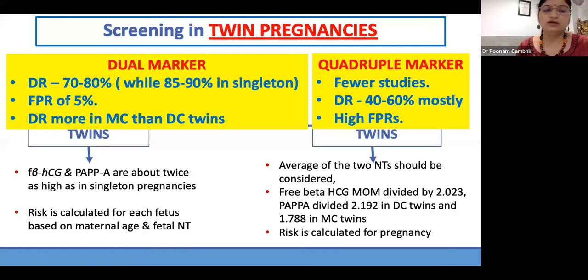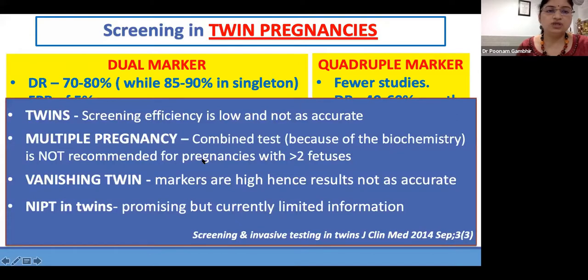So dual marker is 70 to 80%. It has a detection rate in twins, while quadruple has just 40 to 60% with more false positive rate, and detection rate is more in monochorionic than dichorionic twins. So in twins, the screening efficiency by biochemical markers is low and not as accurate as that in singleton.